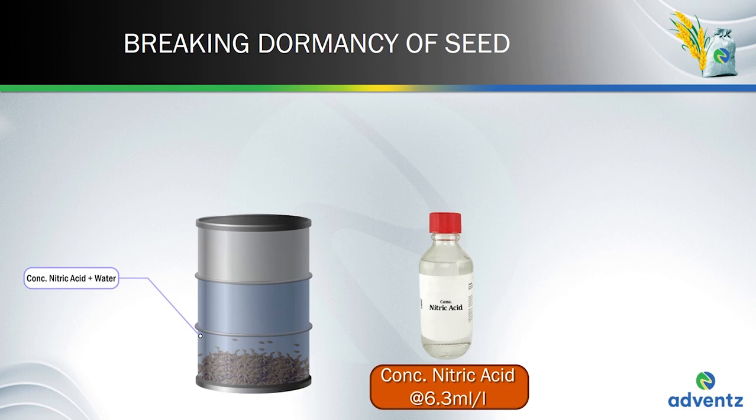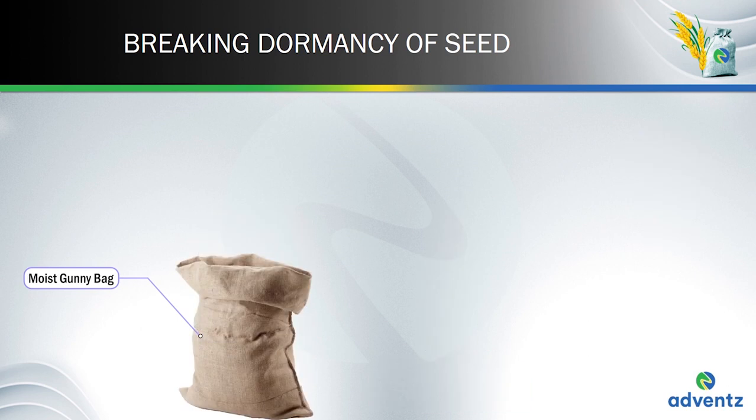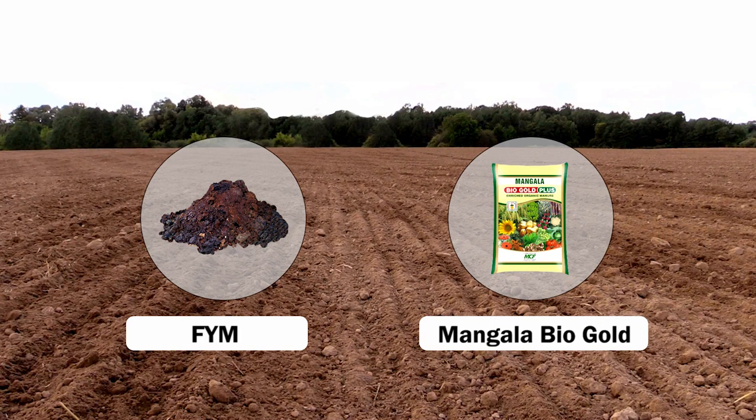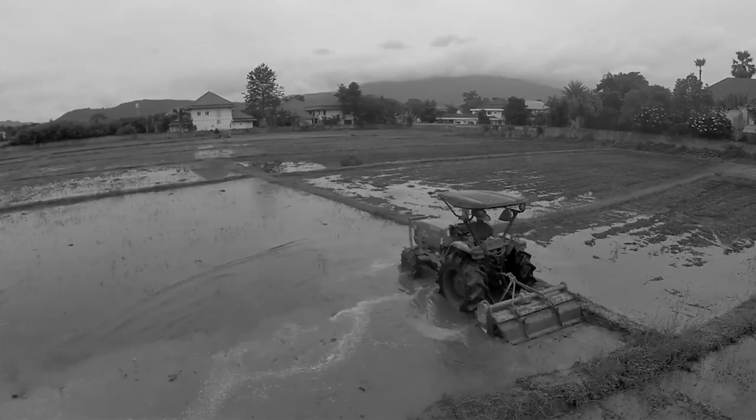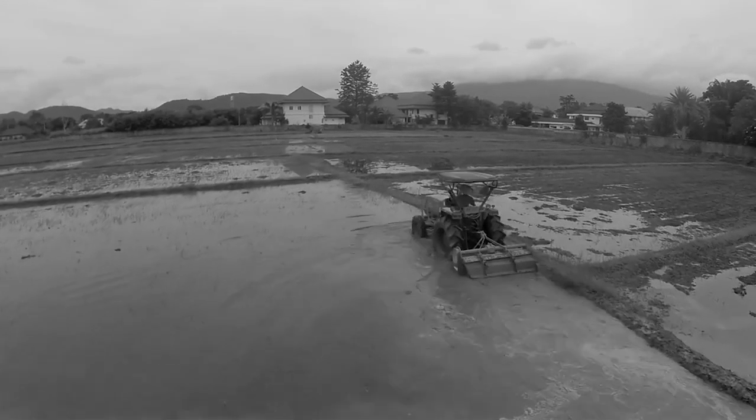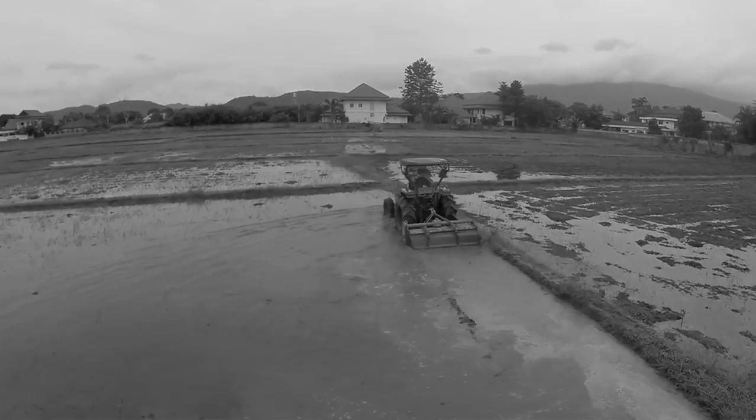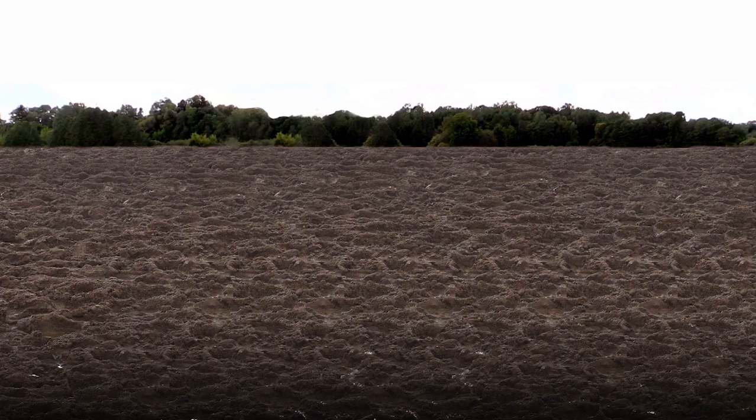We soak the seeds in this nitric acid and water solution for 24 hours and then we keep them in moist gunny bags. Dosage is 1 ton of FIM or 200 kgs of Mangala Biogold per 200 square meter area of nursery. We then do puddling 3 or 4 times within 10 to 12 days. Puddling is done in wet soil as we can see on the screen. After puddling, leveling is done.